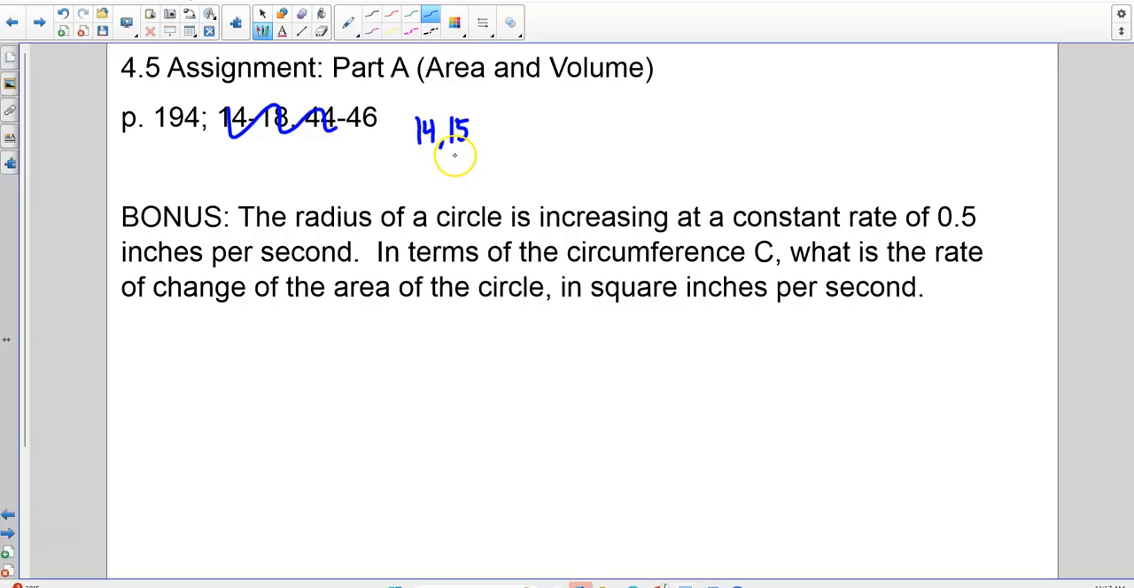Let's see, about 44. Let's try 44. It's an equilateral triangle, but they give you the formula, so I think that makes it a lot easier of a problem. And we can do 46, or should be able to do 46. So, 14, 15, 44, 46 are the only ones we're going to be able to do since we only got half the notes. I lived my life just trying to catch up.